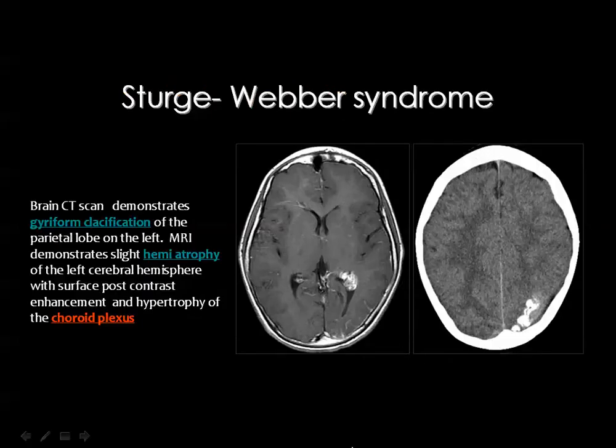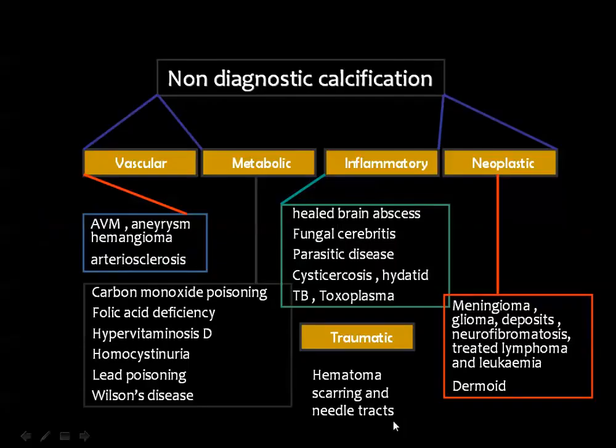And this is also a case of Sturge-Weber showing cortical gyral calcifications by CT. On the MRI T1 post-contrast, you can see a relative loss of volume of this part of the brain, enhancement along the surface of the brain, and hypertrophy or enlargement of the choroid plexus.